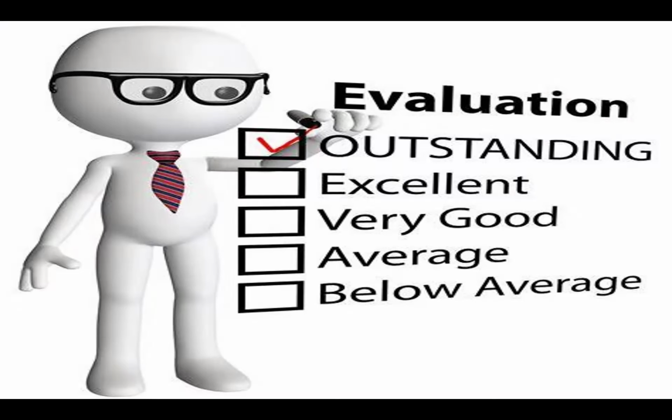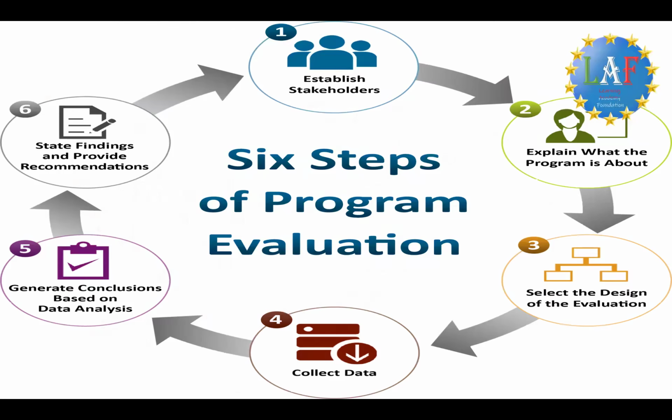How to evaluate programs? A program can be rated outstanding, excellent, very good, average, or below average. A program is more than its output. We evaluate based on six steps. We establish stakeholders, explain what the program is about, select the design of the evaluation, collect data, generate conclusions based on data analysis, and state findings and provide recommendations. And then it comes back to establishing stakeholders.